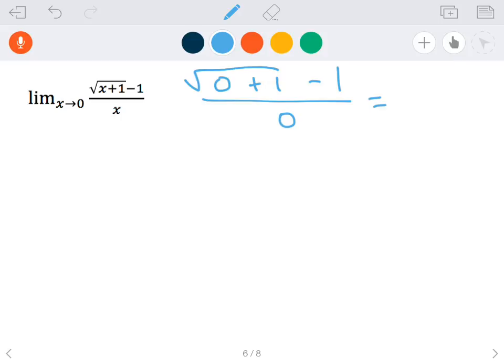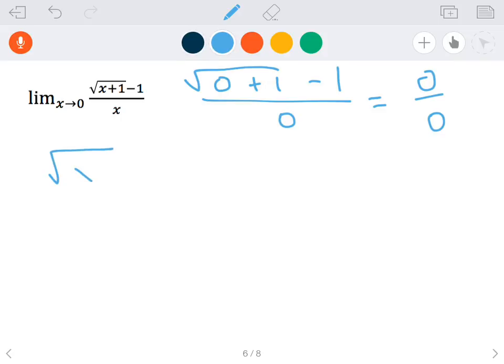I end up with the square root of 1 is 1, minus 1 is 0, over 0. No, I need some algebra to do. Well, I can't factor anything, but what I see is that I can multiply by the conjugate. Here's what I'm going to do.